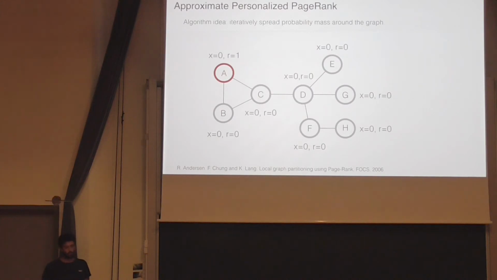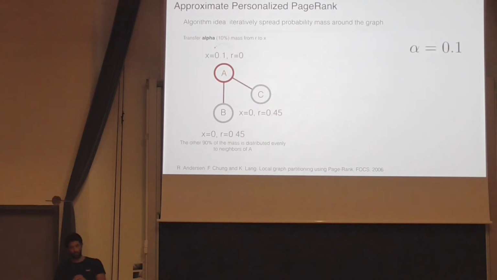We put mass 1 to the residual of that node, and then we start the algorithm. The first step is to pick the node that has the largest residual mass, in this case A, because that's how we initialize the algorithm, and move 10% of it, where 10% is a parameter, to X. So X gets 0.1, and the rest of it, which is 0.9, is evenly distributed to the neighbors, B and C. So each one gets 0.45. That's one iteration. Alpha is the teleportation parameter from the PageRank system, in case you have seen it.